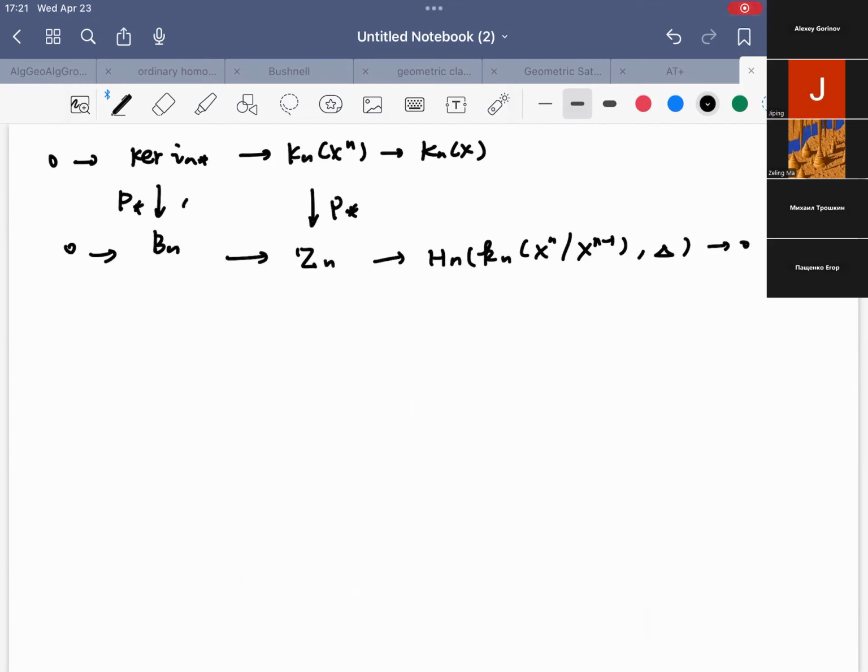So both are isomorphisms, so we will get, sorry, this is zero. So you will get our theory. This is not a big P. This is the ordinary homology. You get the ordinary homology is exactly the homology of this guy.